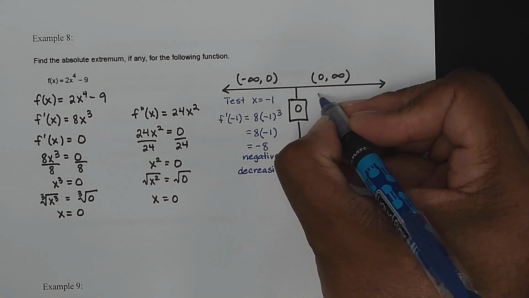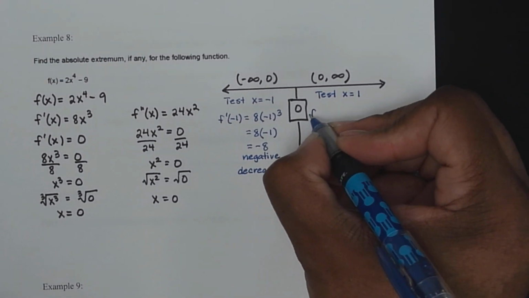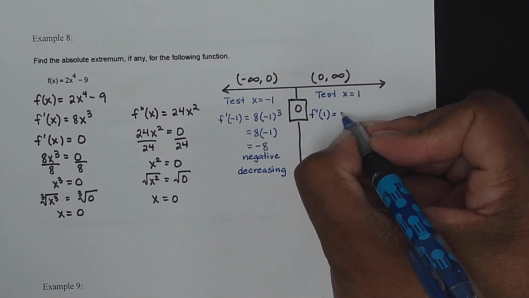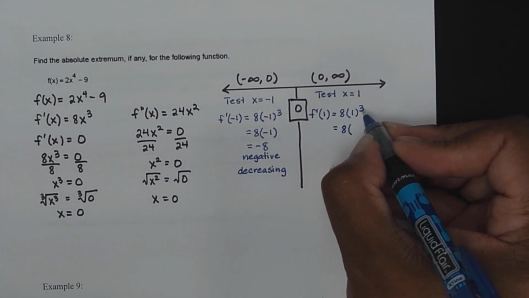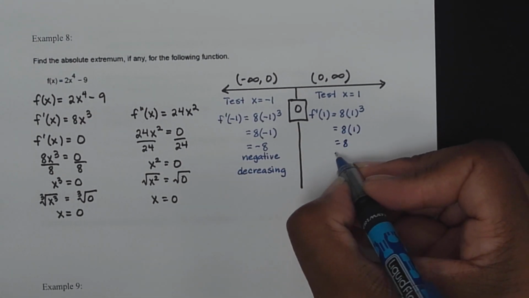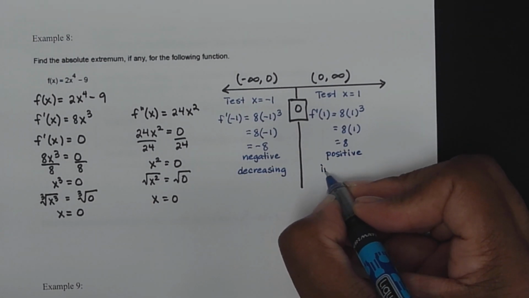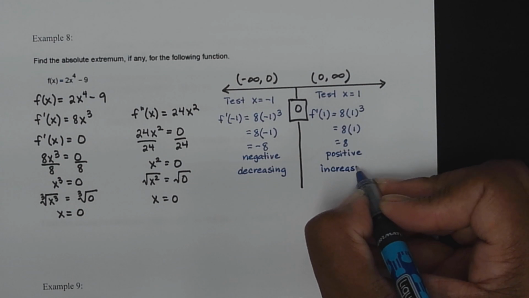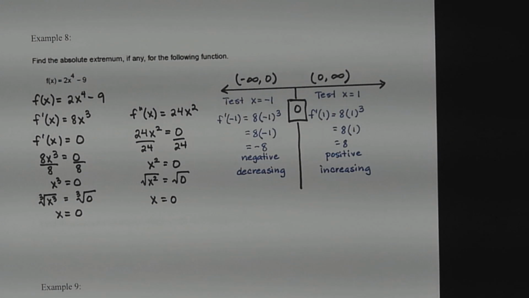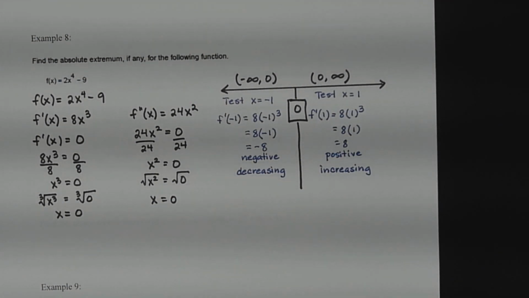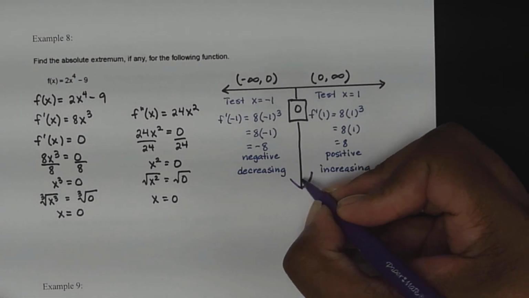And then from 0 to infinity, I will test, let's say x is equal to positive 1. So f prime of positive 1 will be 8 times 1 cubed. 1 cubed will be 1. 1 times 8 will be 8. Here, 8 is a positive number for f prime of 1. So that means on the interval from 0 to infinity, the graph of that function will be increasing. So you can see it's changing from decreasing to increasing. So if it's decreasing, and then after 0, it increases.